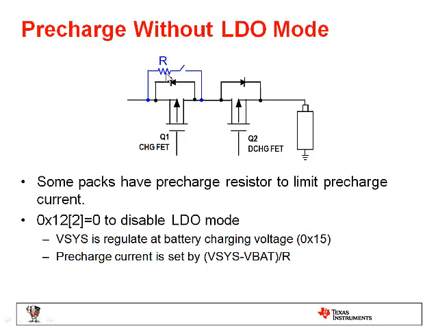You can just have a rough idea. This pre-charge current is VSys, the system voltage, minus the battery voltage, divided by R. We define the pre-charge current. So we do have different solutions for the user to choose for different pre-charge requirements and different pack configurations.